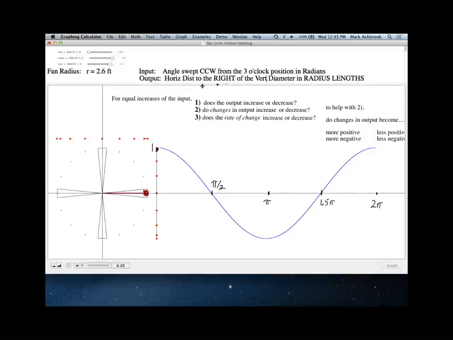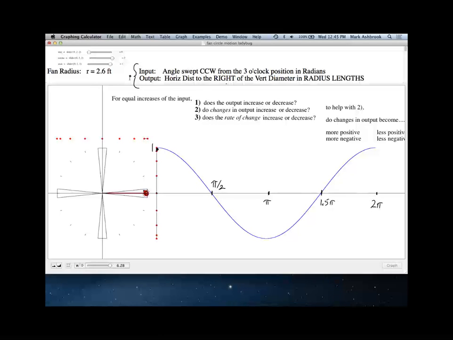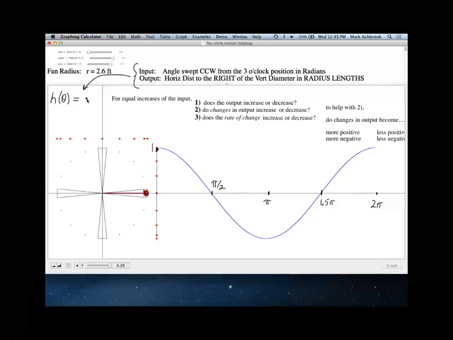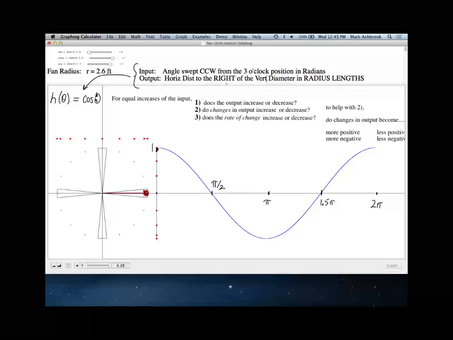distance to the right of the vertical diameter in radius lengths. This is our other super important function. I'll just call it h this time. And many of you know what that is. Cosine. Okay?